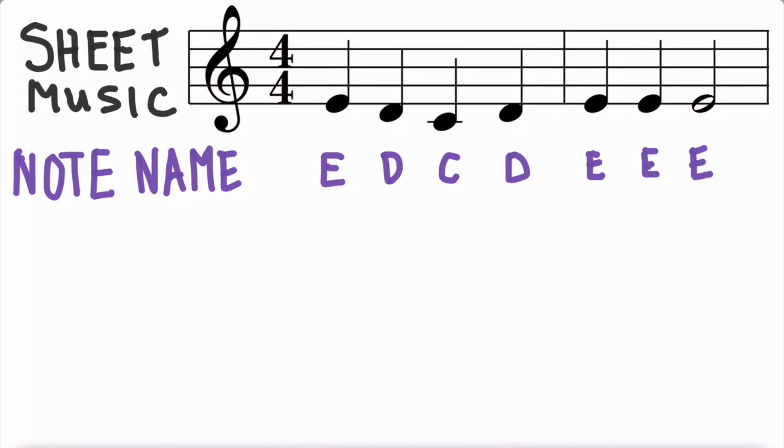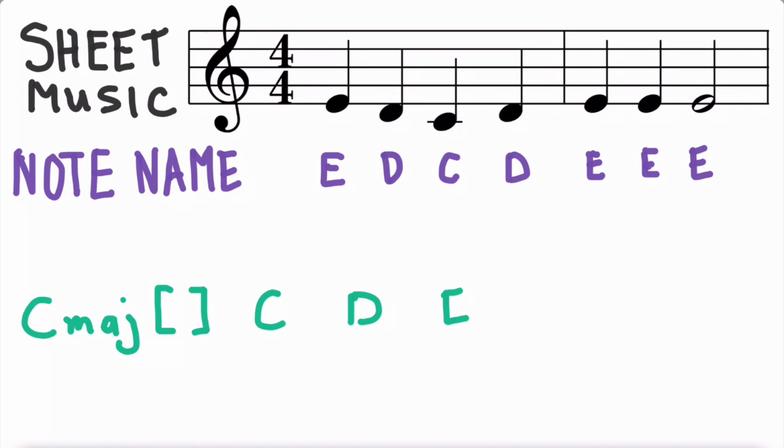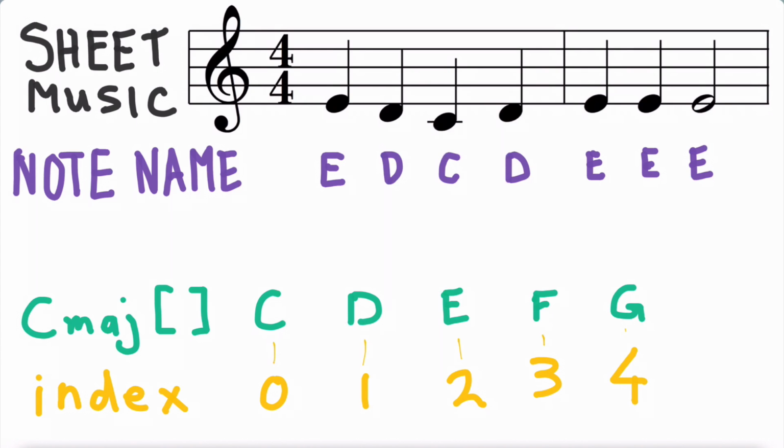We can get the buzzer to play these notes using the C major array, because all of these notes are in the C major scale. Here are the names of the first 5 notes in the C major array. Remember, to use the buzzer to play a note from this array, we need the index of that note. Here's the index of each note in the array. Now I'm going to write the index of each note below the sheet music. E is C major at 2, D is C major at 1, and C is C major at 0.